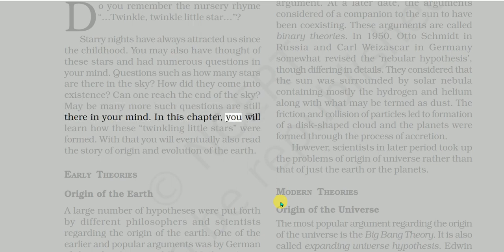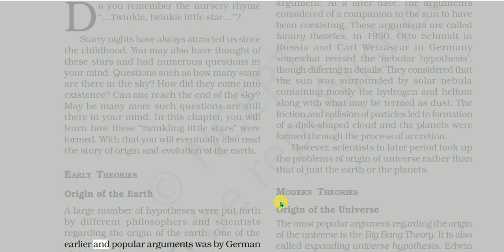In this chapter, you will learn how these twinkling little stars were formed. With that, you will eventually also read the story of the origin and evolution of the Earth. Early theories. Origin of the Earth. A large number of hypotheses were put forth by different philosophers and scientists regarding the origin of the Earth.